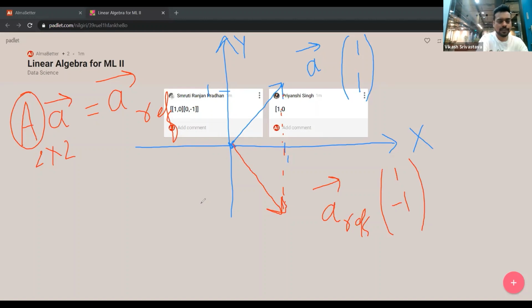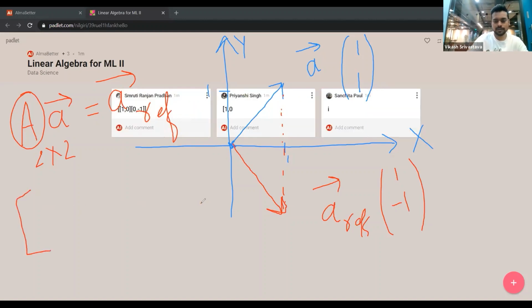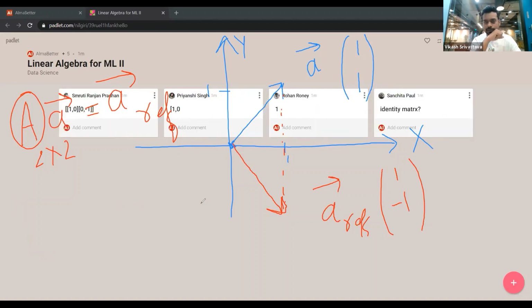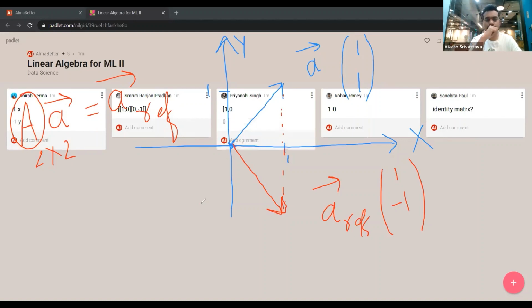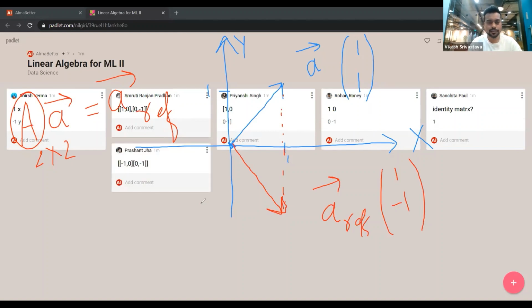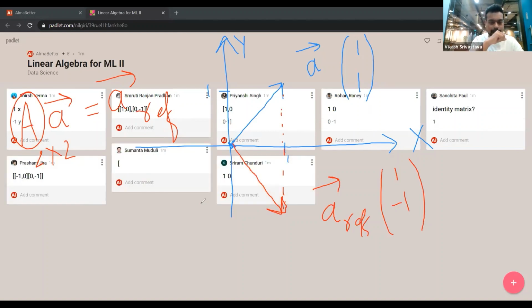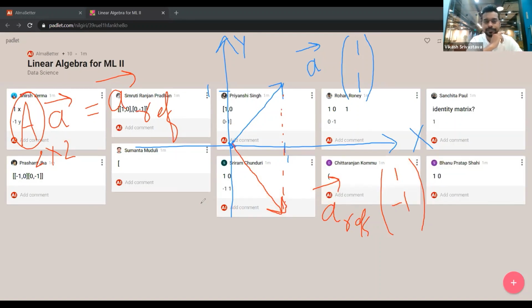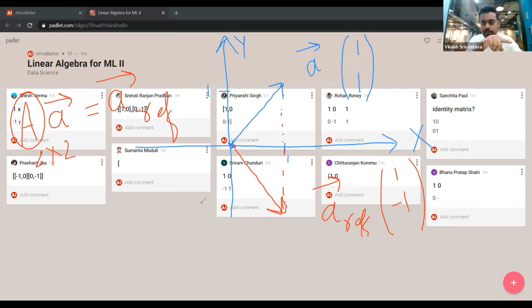Okay, Snoti is saying we can have something like 1, or maybe, I'll wait for you guys to answer. If you don't know, just try to make a guess. See, Prashant Jha also came up with a matrix. Okay, so we'll evaluate these matrices. Priyanshi also has an answer. I'll keep this particular matrix in mind: 1 0 0 minus 1.